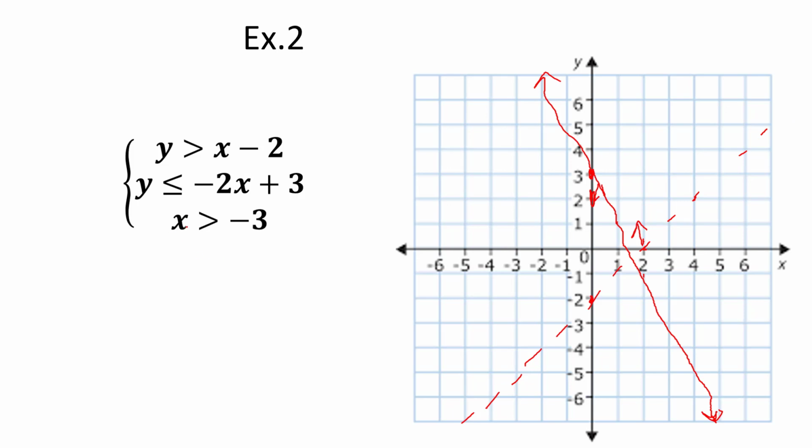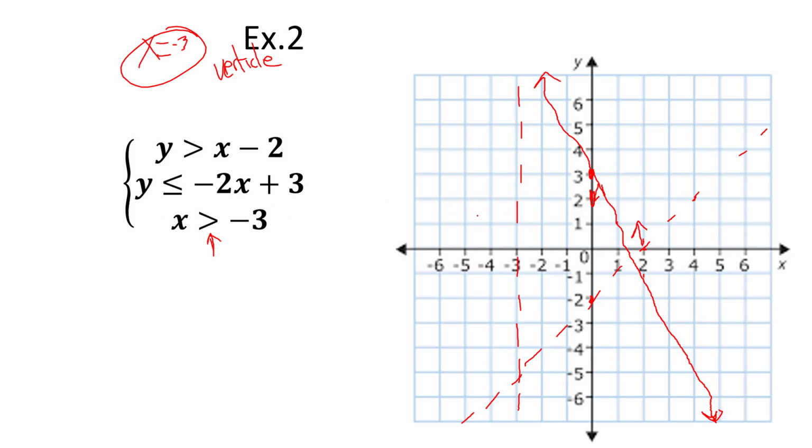Next equation, x is greater than negative 3. Well, that's like an x equals equation, which is vertical. So we want to find x at negative 3, and it's going to be a greater than sign, which means a dotted line. Vertical at x equals negative 3. And we want greater than.